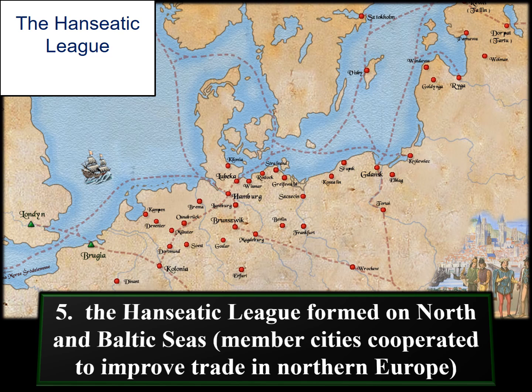The Hanseatic League was an economic league formed in the North and Baltic Sea regions. Member cities cooperated with each other to improve trade in Northern Europe, creating free trade zones so trade would move more freely between the cities that belong to the Hanseatic League. Ultimately, this will foster trade by limiting the amount of taxes charged. You have more willingness to do trade between those cities, and that will, of course, lead to more cultural diffusion as well.